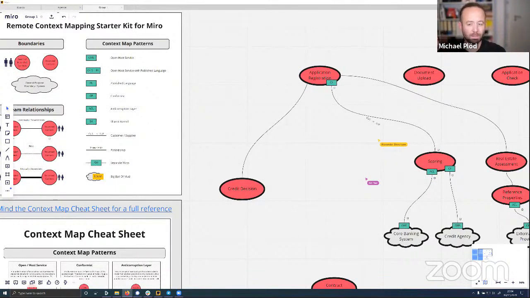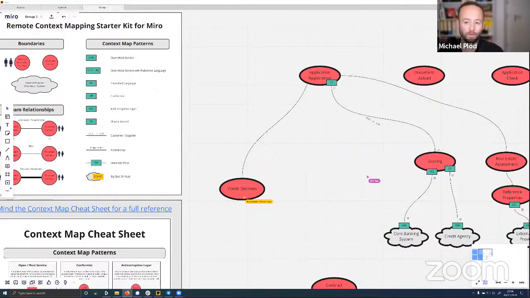Mutually dependent is a bidirectional influence. Let's say application registration and scoring would be in a mutually dependent team relationship. Then actions in scoring have an influence on application registration, and actions in application registration have an influence on scoring. I think that's something we don't have there.